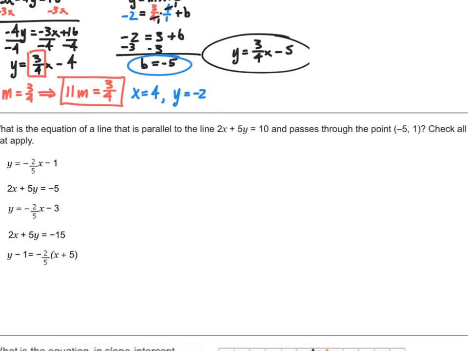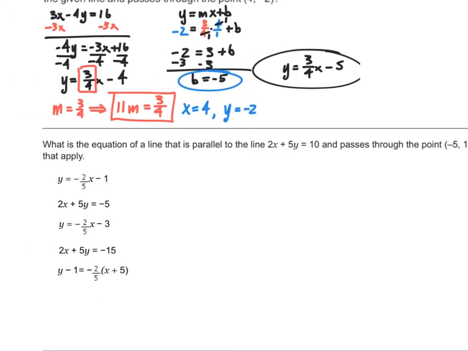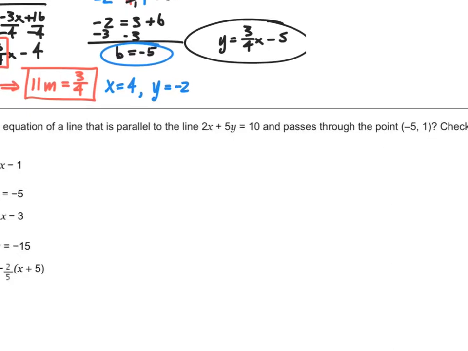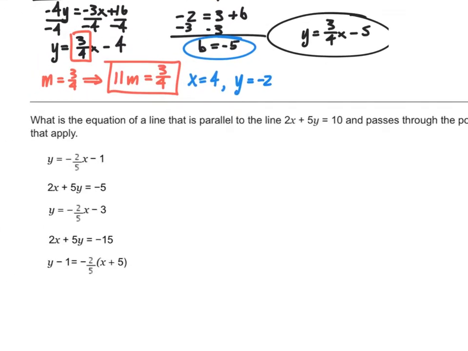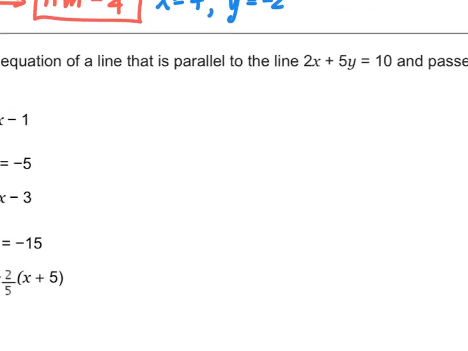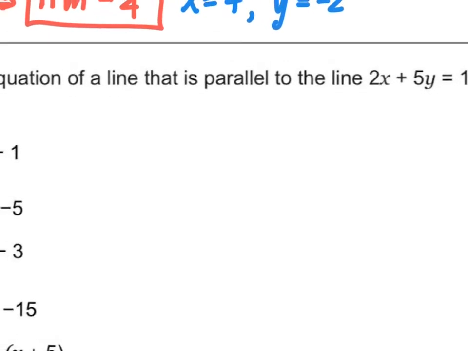Then it says, what is the equation of a line that is parallel to this line and passes through the point (5, negative 1)? So this might take a bit, and this is going to be a little bit of algebra. I'm going to do the first method because it wants us to be able to identify an equation in point-slope form, as well as an equation like this, which is what we call standard form, to get all the variables on one side of the equal sign. So the first thing I'm going to do is copy down this equation: 2x plus 5y is equal to 10.